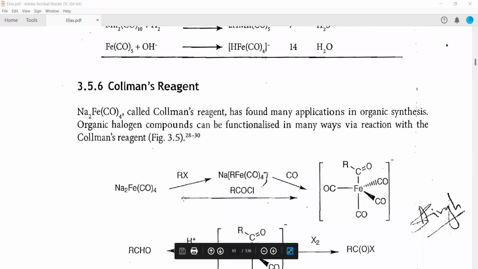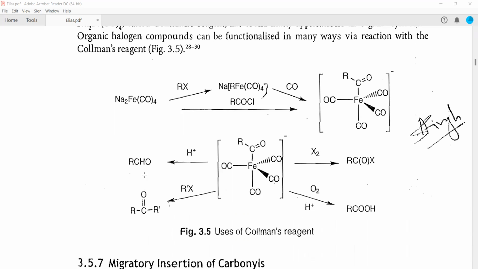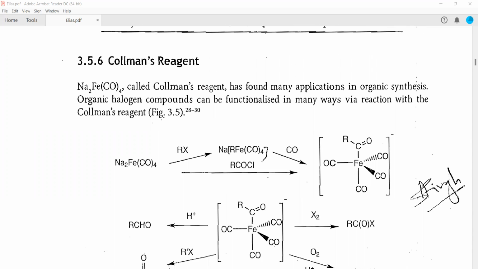Now this is the last topic which we are going to study in this lecture, which is Collman's reagent. It is quite an important reagent. So first of all, what is Collman's reagent? You need to know. This is Na2Fe(CO)4. Now we know how you make this compound, right? This is called Collman's reagent, Na2Fe(CO)4. It has found many applications in organic synthesis.